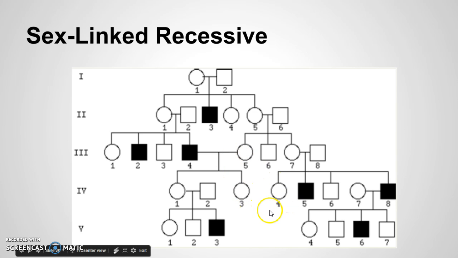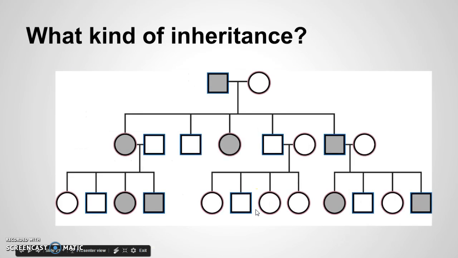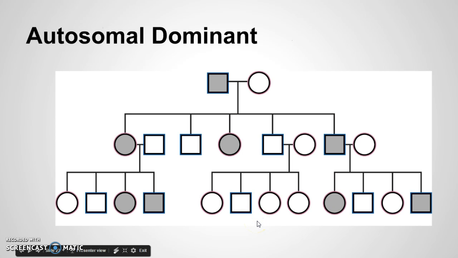So we see all males that have it, and so mothers have to be the carriers here. And look at this one. And this one is autosomal dominant. The reason being is, if you look at this one here, this male is passing it to his son. And males cannot pass to sons in sex-linked, and he has a daughter who does not have it, which means it is not sex-linked. It has to be autosomal.